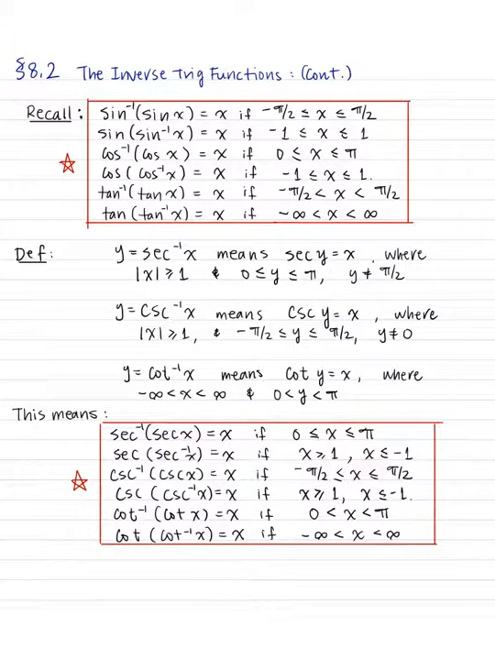Cosecant inverse of cosecant of x equals x if x is between negative pi over 2 and pi over 2. And cosecant of cosecant inverse of x equals x if x is greater or equal to 1 or x is less than or equal to negative 1. Okay, cotangent. Cotangent inverse of cotangent of x equals x if x is strictly between 0 and pi, but x cannot be 0 nor pi. Now, cotangent of cotangent inverse of x equals x for all real numbers x.